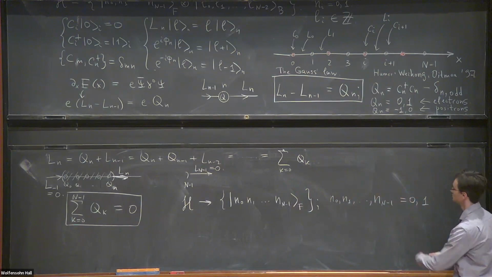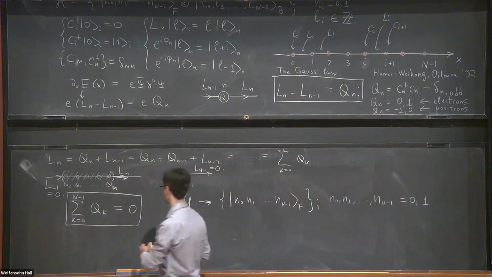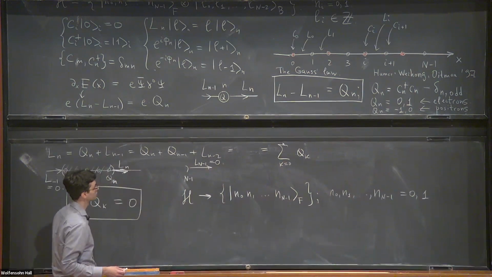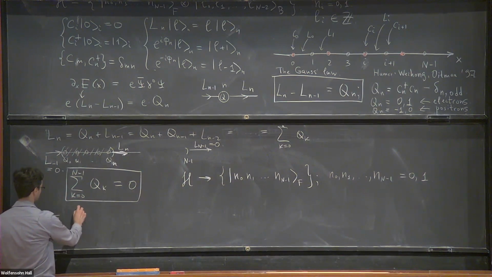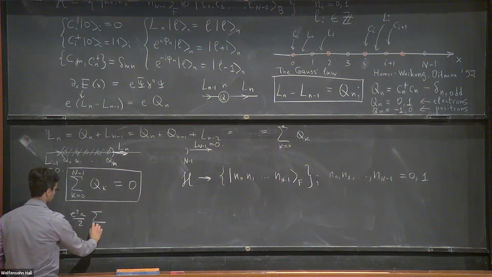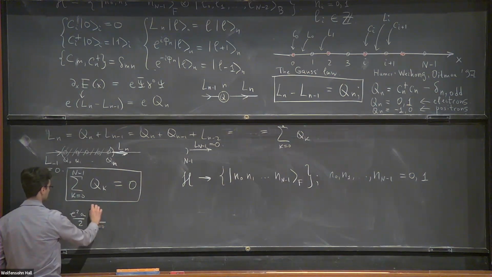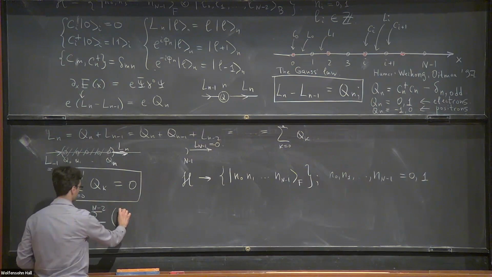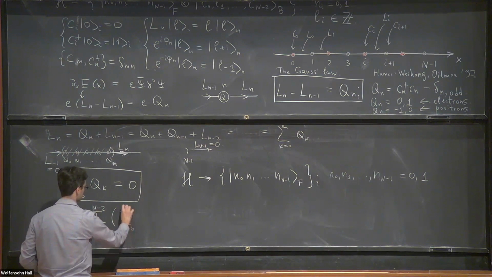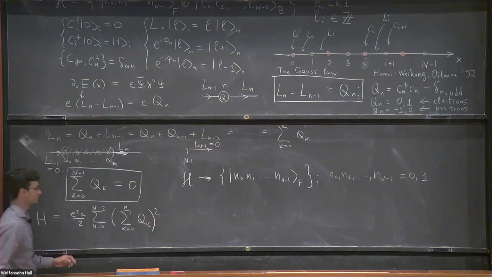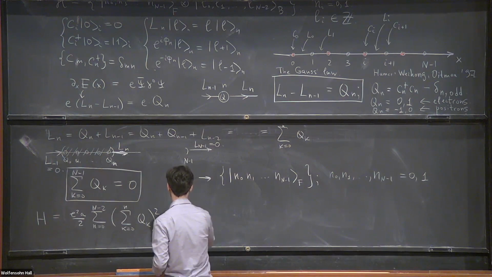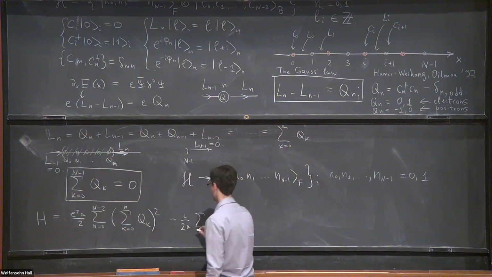All right. So finally coming to this lattice formulation, now we can use it, and we can finally write the Hamiltonian, the full Hamiltonian, in the following form. So it's going to be e squared a over 2, sum over n from 0 to N minus 2, sum over k from 0 to n of Q_k squared. So there's going to be the electric Coulomb energy term, minus a.